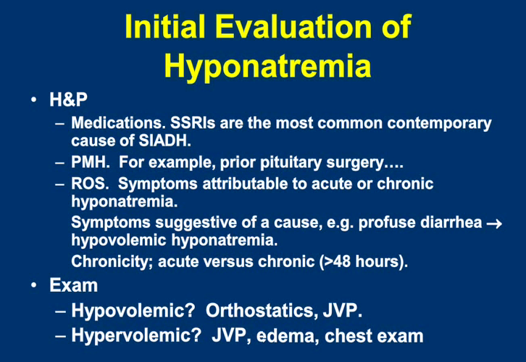We also want to get some idea from the history of the chronicity. So is this acute or is it chronic? And physiologically, because of the neurological response to hyponatremia, chronic hyponatremia is defined as that which has occurred for greater than 48 hours, as we'll talk about in a few minutes. On exam, we want to know, are they hypovolemic? I tend to really look for the hard data. Were they orthostatic, or did they have a reduced JVP? Or, on the other hand, are they hypervolemic with a high JVP, edema, and inspiratory crackles on chest exam?